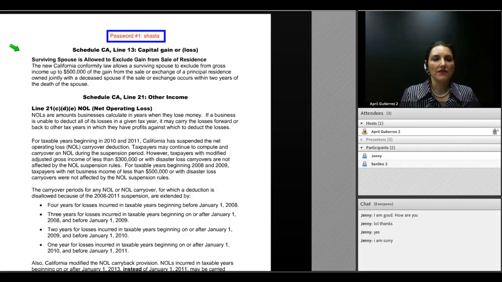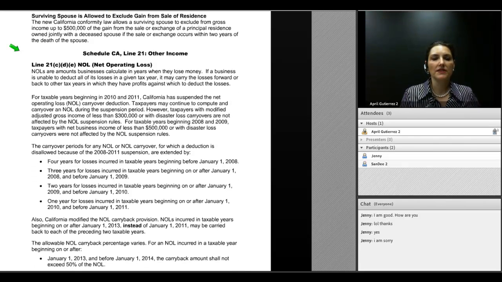So moving on to some of the other items, the surviving spouse on Schedule CA line 13 for capital gain or loss. This is just a reminder. California allows a surviving spouse to exclude from gross income up to $500,000 of gain from the sale or exchange of a principal residence owned jointly with a deceased spouse if the sale or exchange occurs within 2 years of the date of death.